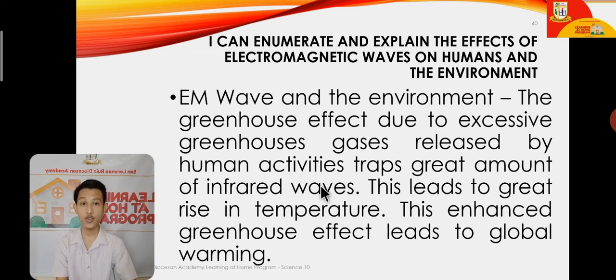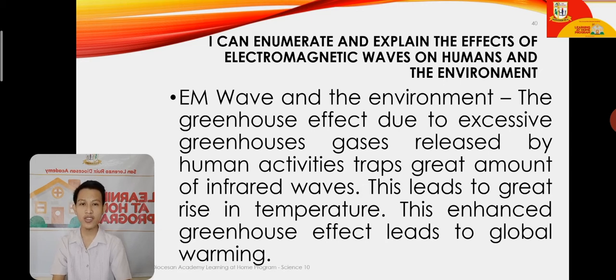The greenhouse effect due to excessive greenhouse gases released by human activities traps a great amount of infrared waves. This leads to a great rise in temperature. This enhanced greenhouse effect leads to global warming. So alam naman natin, kung kayo ay Science 9, napag-aralan nyo na yung global warming, climate change, and greenhouse effect. Di ba nga, nagkakaroon ng greenhouse effect kapag hindi nare-release yung heat na pumapasok sa ating Earth because of greenhouse gases, yung carbon emissions, nitrogen emissions sa ating atmosphere. So natatrap niya yung infrared waves na nagko-cause ng high temperature.